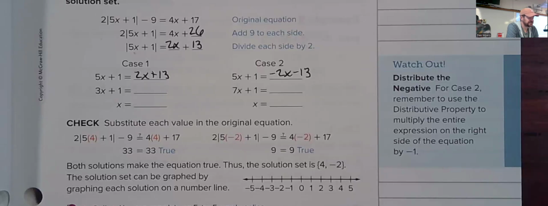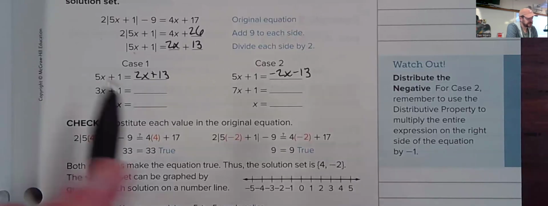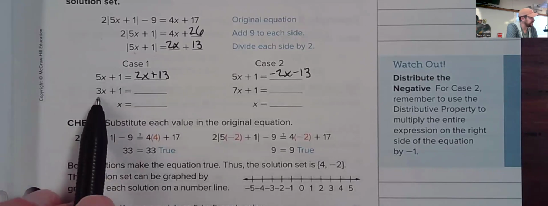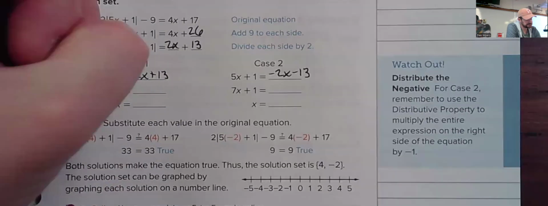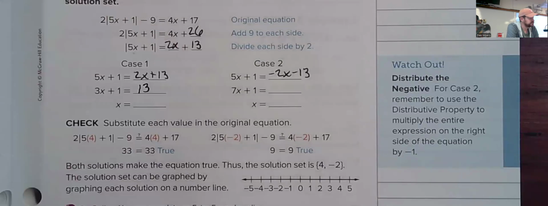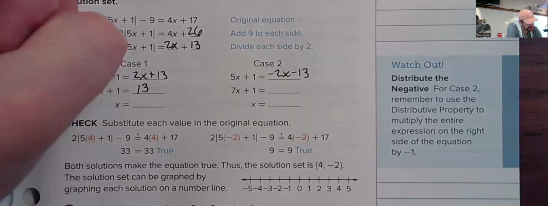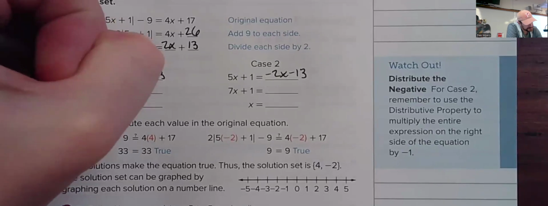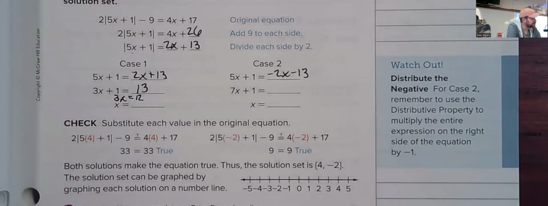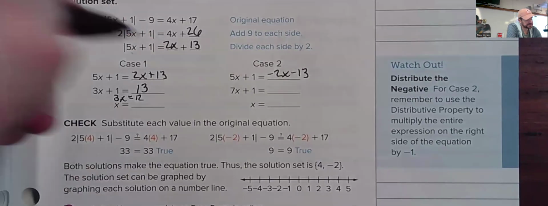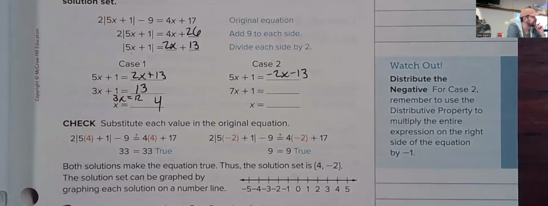All right, then we're just going to solve both. So subtract 2x from both sides, you get 3x plus 1 equals 13. And then solve the rest of it. Subtract 1 from each side, 3x equals 12. I'm just going to squeeze that in right here. Divide by 3, what does x equal? 4. So x equals 4. That's one of the solutions.